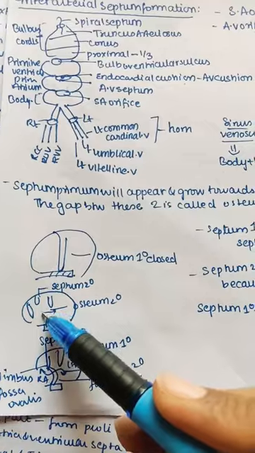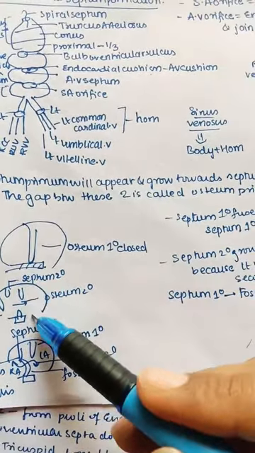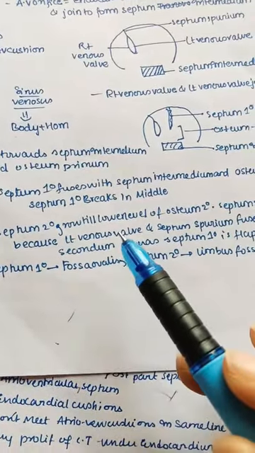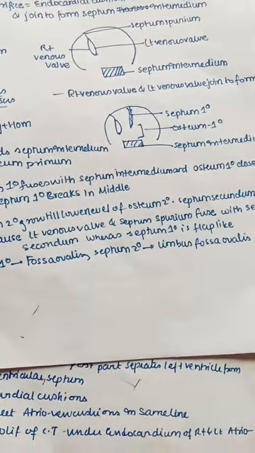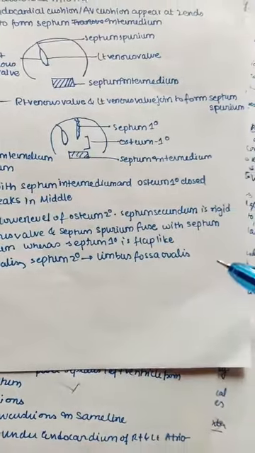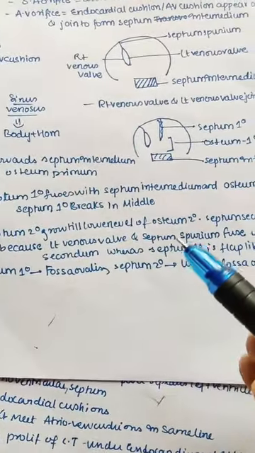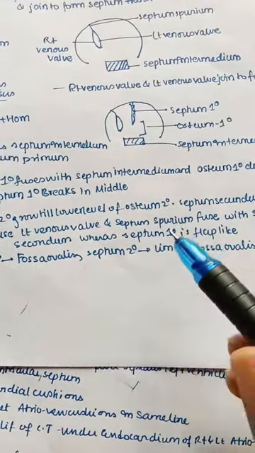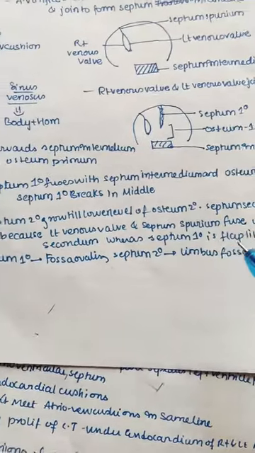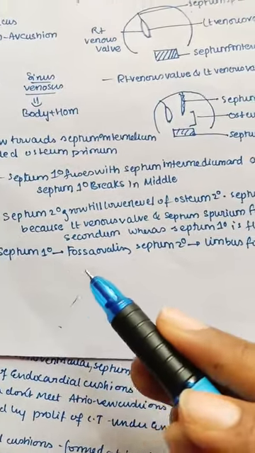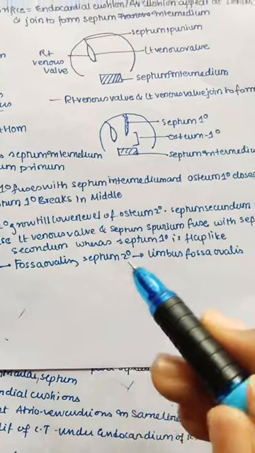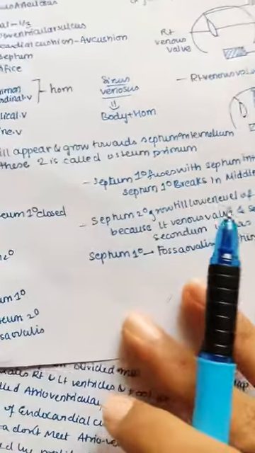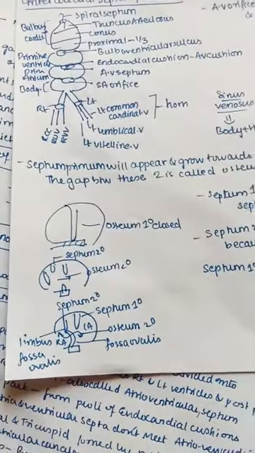So now it is fused, but again one gap is formed in the septum primum itself, that is called as ostium secundum. So the septum secundum also grows till the lower level of the ostium secundum, and the septum secundum is rigid because the left venous valve and also the septum spurium fuse with the septum secundum, whereas the septum primum is flap like because nothing is attached to it, right? So the septum primum leads to formation of fossa ovalis, and septum secundum leads to formation of limbus fossa ovalis. These are the adult remnants, that is after birth. These are not in infant.